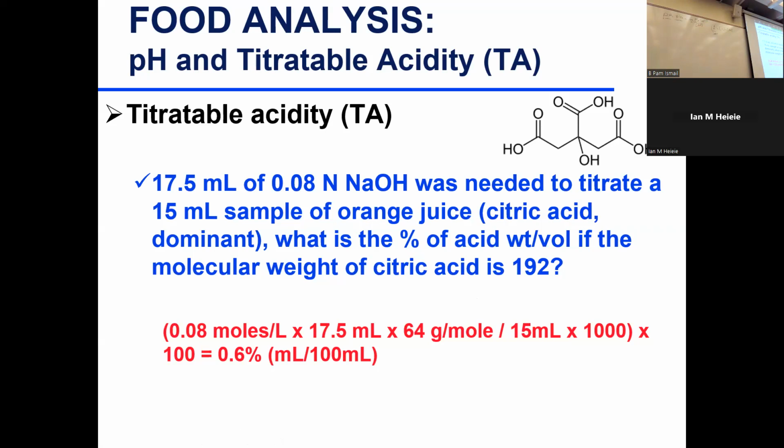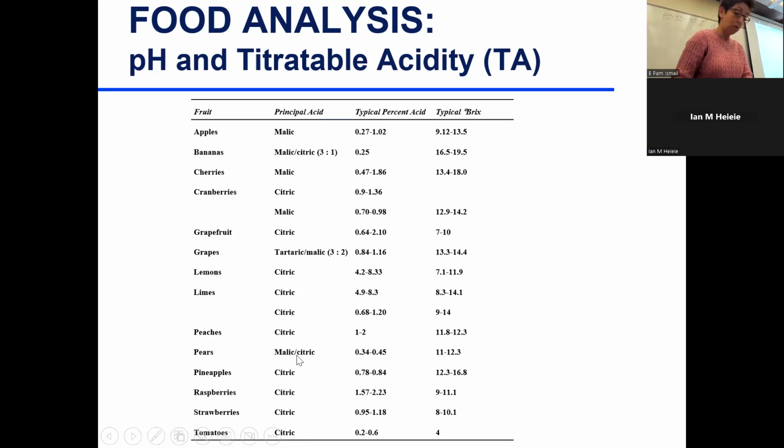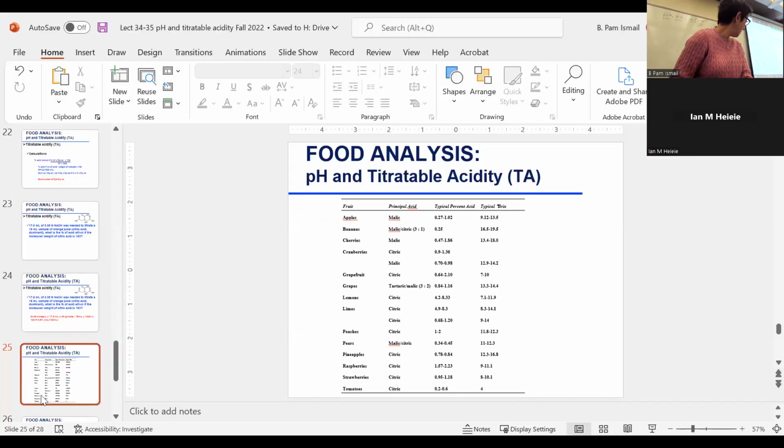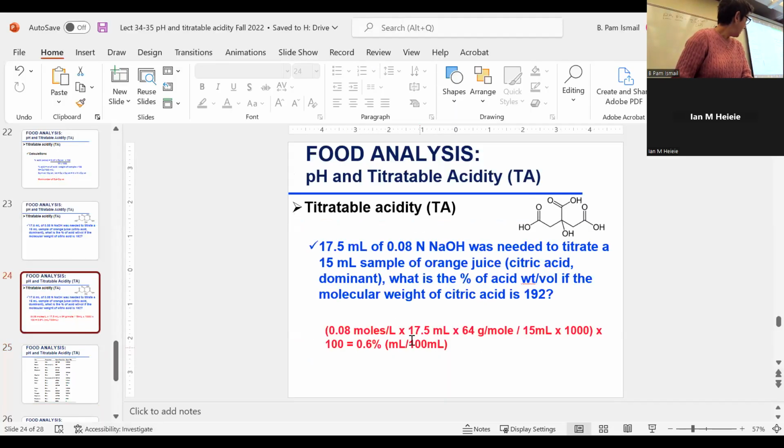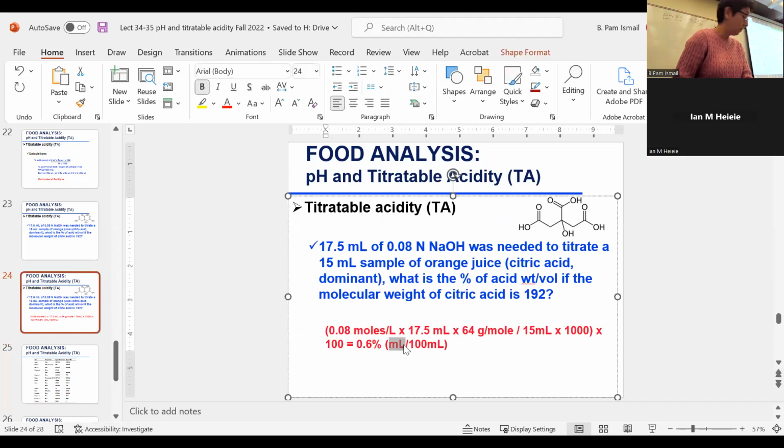Right, I have to cancel my units. So the moles cancel. The milliliters cancel. The question asks for weight per volume too, so it's okay with grams per milliliter. Oh, okay. I confused myself. I had it correct the first time. Okay. Thank you, Kevin.